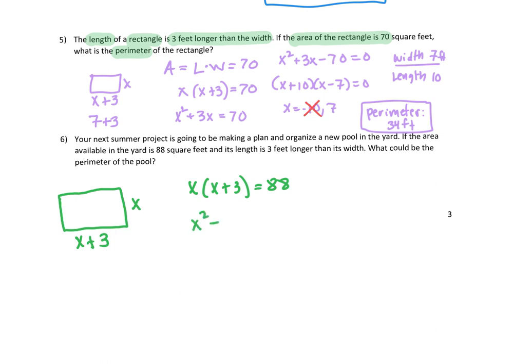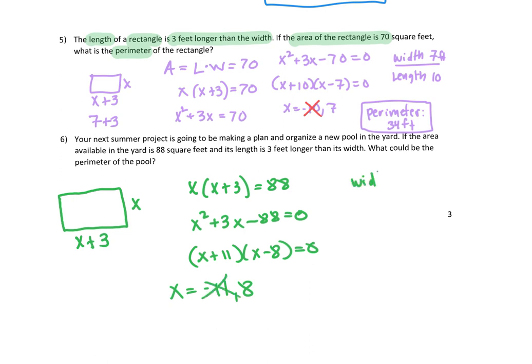So the only difference here is instead of 70, we're just going to replace that with 88. So we distribute, subtract the 88 over, and the factors of 88 are 11 and 8. So that means x is negative 11 and 8. But the negative 11 won't work, so our width is 8 feet. If our width is 8 feet, our length is 3 feet longer than our width, so that's 11 feet.